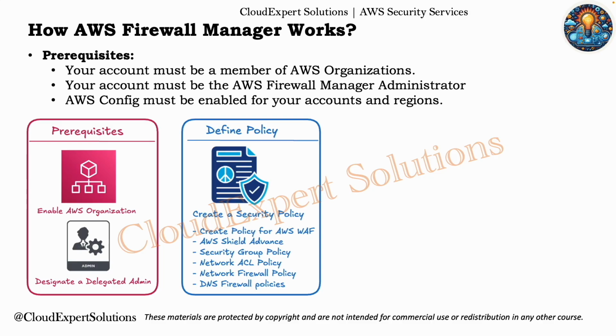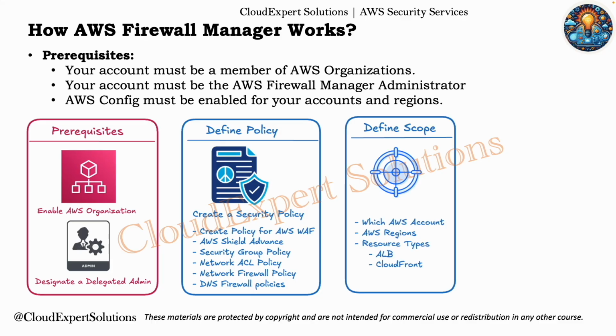Here you create policies for services you want to manage centrally, such as AWS WAF, AWS Shield Advanced, Security Groups, Network Firewall, or even DNS Firewall. This is where you decide what security rules should exist in your environment. Next, you define the scope of that policy. You choose which AWS accounts or which regions and which resource types the policy should be applied to. For example, you can apply to application load balancers or CloudFront distributions, or maybe both together. And you can also use resource tags to target only specific workloads.